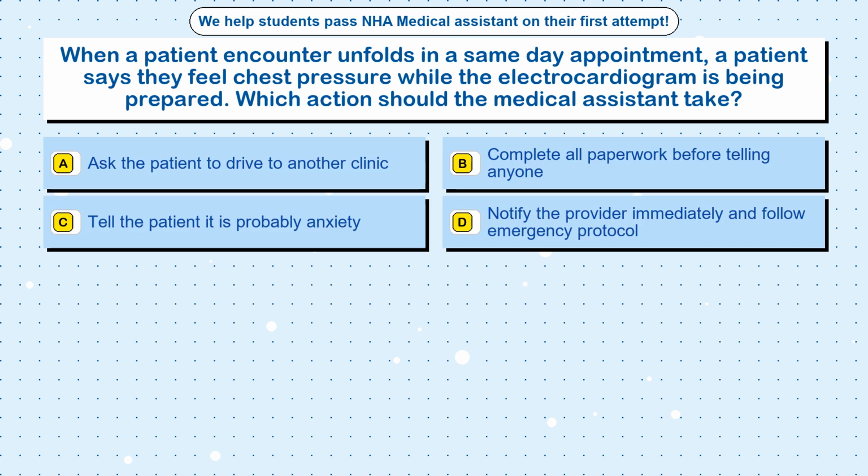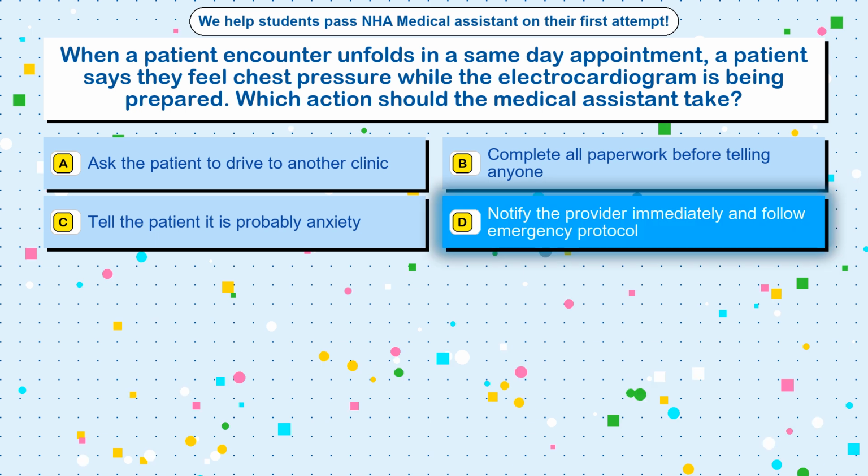Question 98. When a patient encounter unfolds in a same-day appointment, a patient says they feel chest pressure while the electrocardiogram is being prepared. Which action should the medical assistant take? Option A, ask the patient to drive to another clinic. Option B, complete all paperwork before telling anyone. Option C, tell the patient it is probably anxiety. Option D, notify the provider immediately and follow emergency protocol.